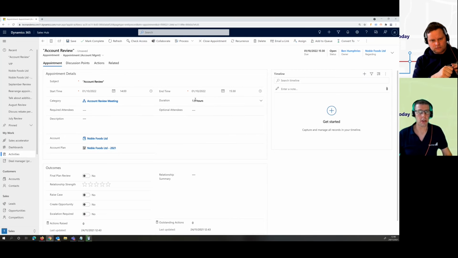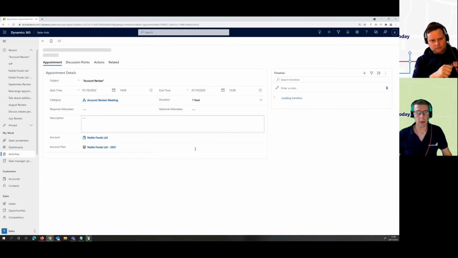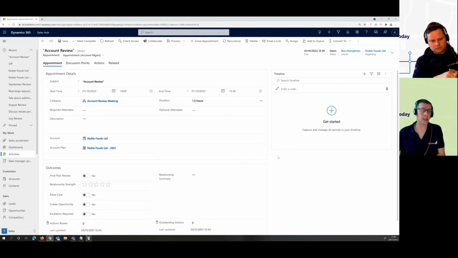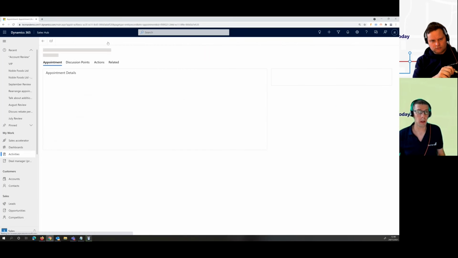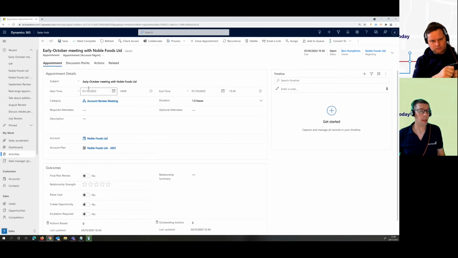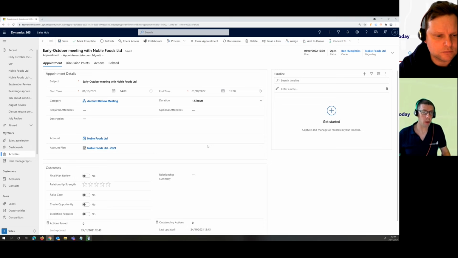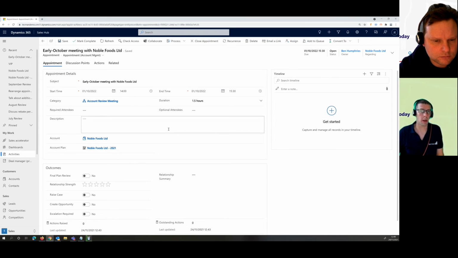So if I change that duration to 1.5 hours and save that record, in the background the process that names that appointment will start to run, and we'll see. There we go. It's now automatically changed that to early October meeting with Noble Foods. So if someone's going into their Outlook calendar, that has a lot more meaning than just account review. Because we've moved this into its own process, however anybody wants to name their appointments, we can do that.